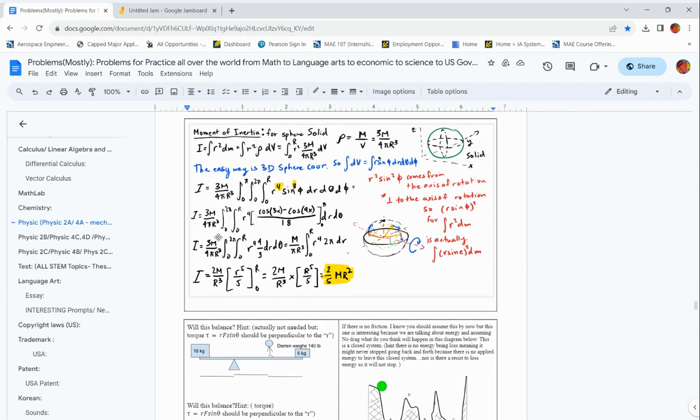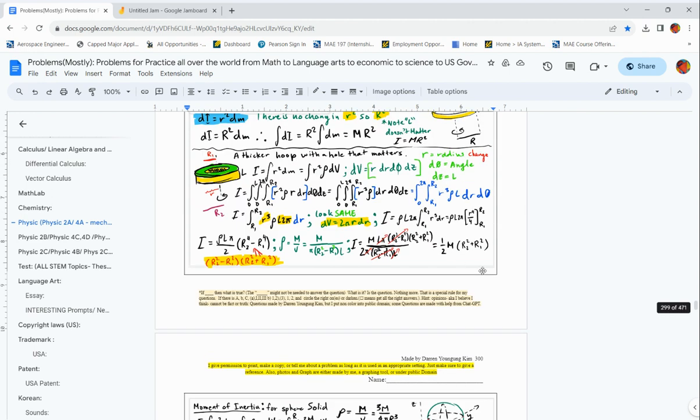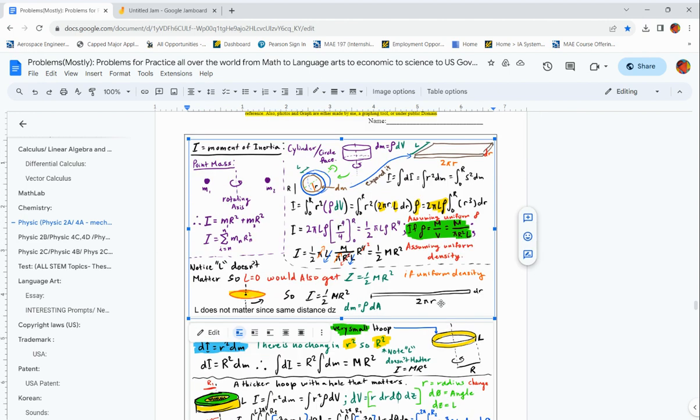This is the worst one. I'm not even sure I got this correct. I emailed the professor to see if I got this correct at all, but I get the right answer. All of these, I get the right answer. So I'm assuming I got it correct.